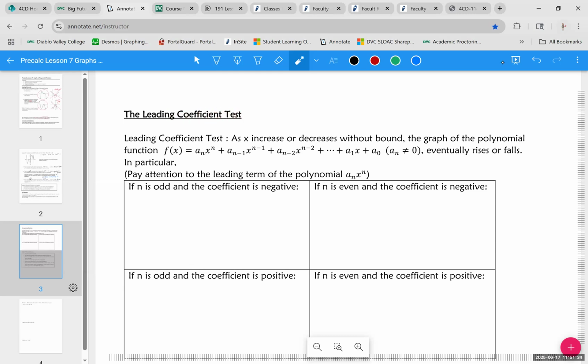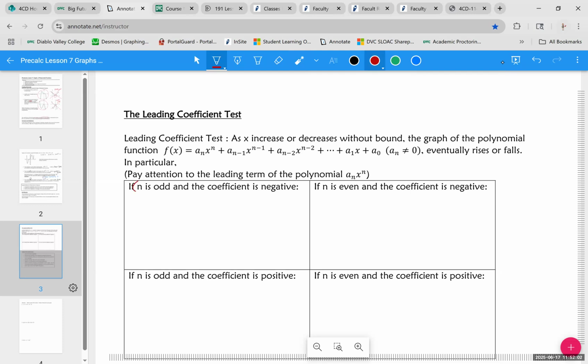The way you're going to do this is you're going to find the leading term, the highest power term in your polynomial, and you're going to look at that coefficient. And it's going to tell you whether the graph is going up or down on the left side and the right side. So we need the leading coefficient and we also need the degree. Those are the two things that will help us.